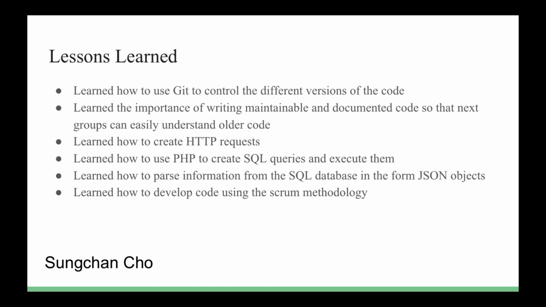Hi, my name's Chan, and I'll talk about the lessons learned. So a big part of working on this project was learning how to use Git, so pulling and pushing from the repository to get different versions of the project, and committing to the branch to implement the changes that we made to the code. Another thing that we learned was the importance of writing maintainable and documented code so that the next group can understand older code, or the transition of knowledge could be easier.